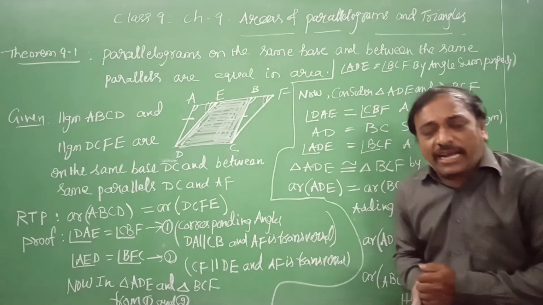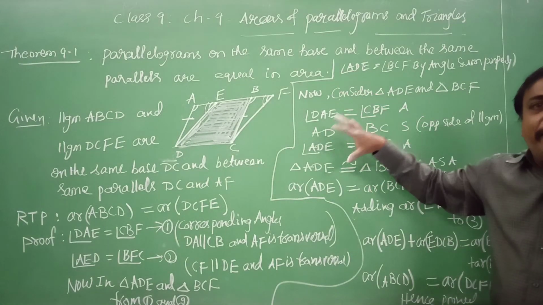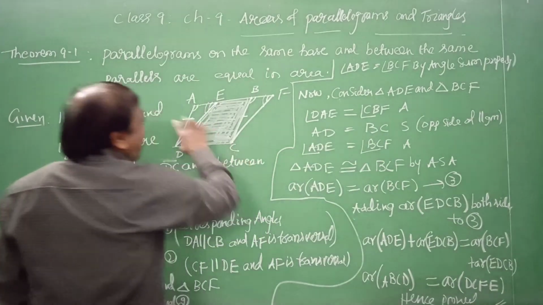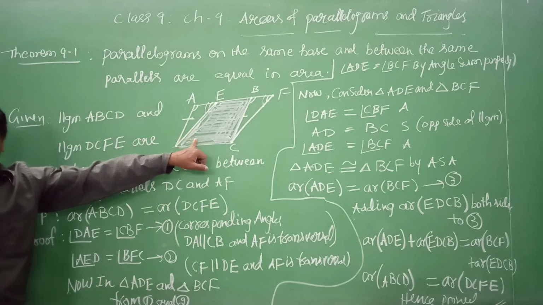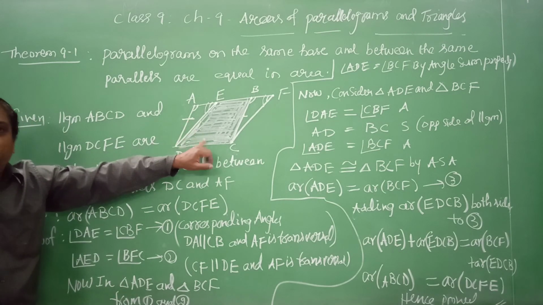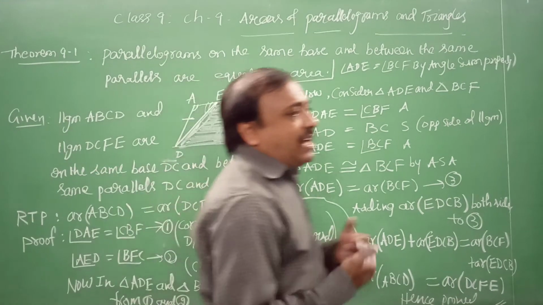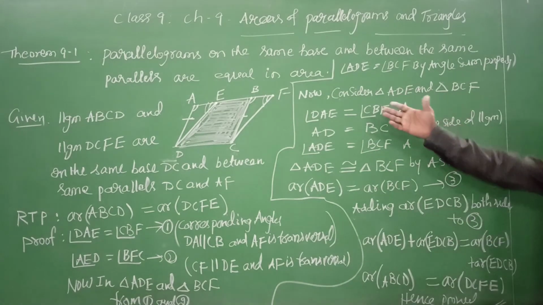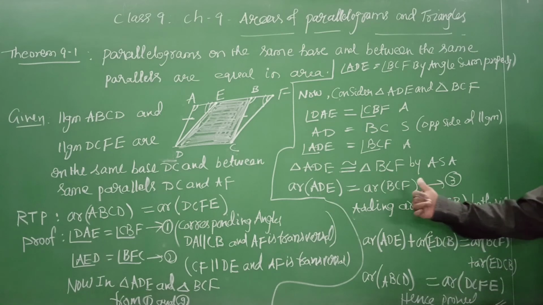So with this, what is the conclusion? Parallelograms which are on the same base and lie between the same parallels will have equal areas. Is it clear, students? How we get that parallelograms with the same base and lying between the same parallels have equal areas. Is it clear to you? I hope you understood.